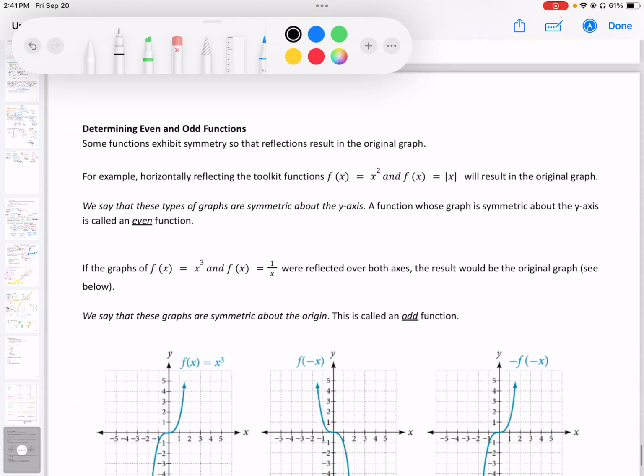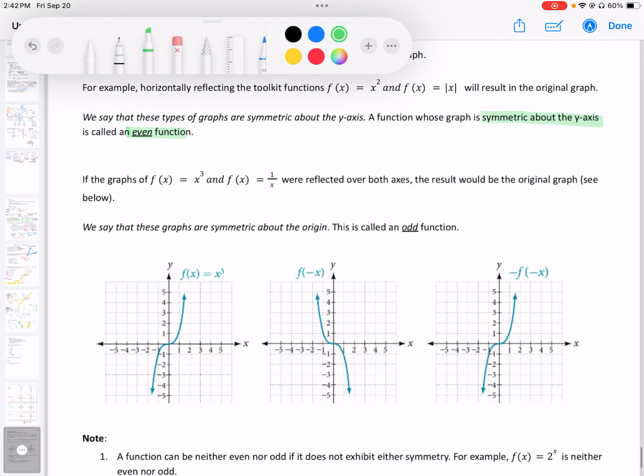Now, in order to determine if a function is even or odd, we need to take a look at two things. If it is even, it is symmetric around the y-axis. Even functions are symmetric around the y-axis, and then if they are symmetric around the origin, that is an odd function.